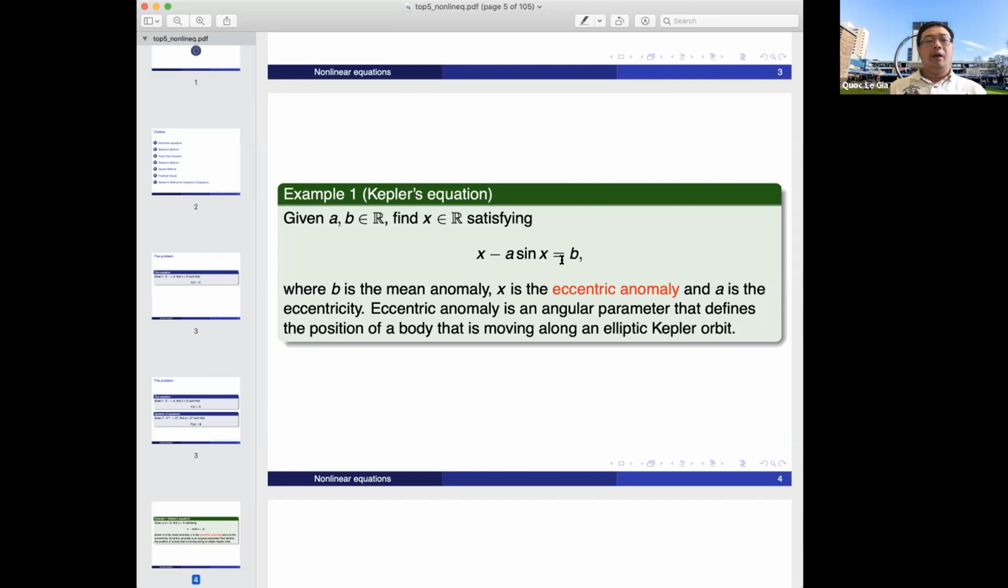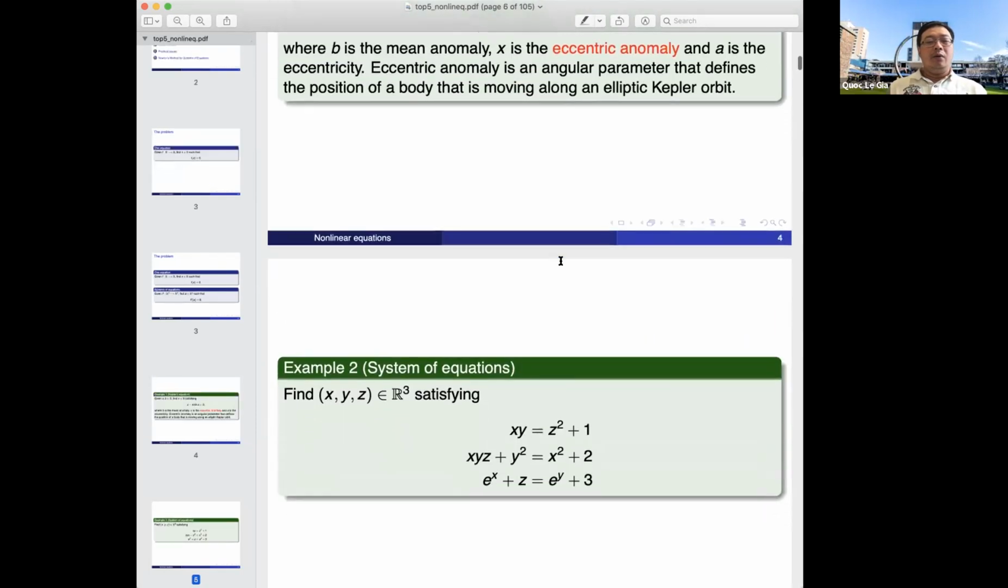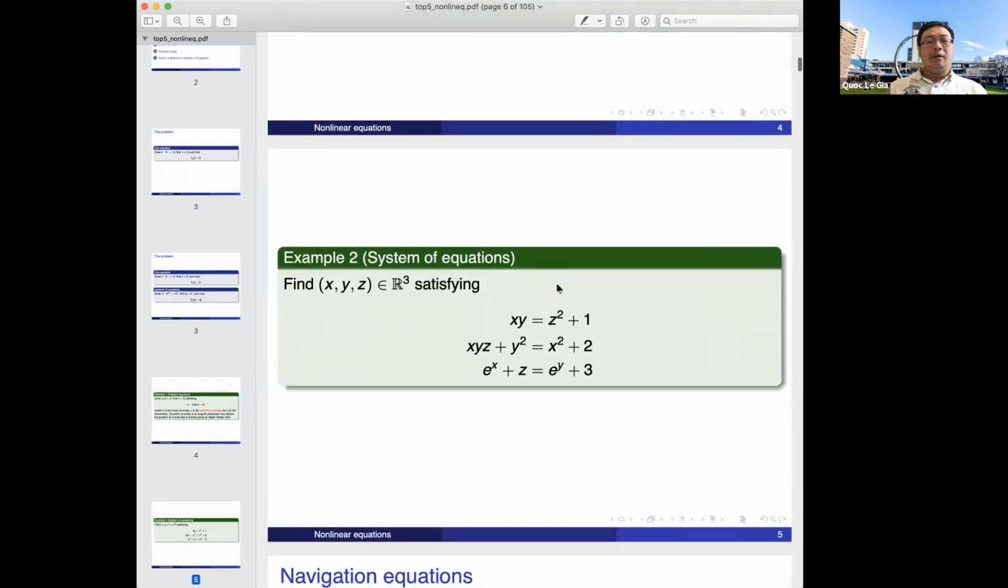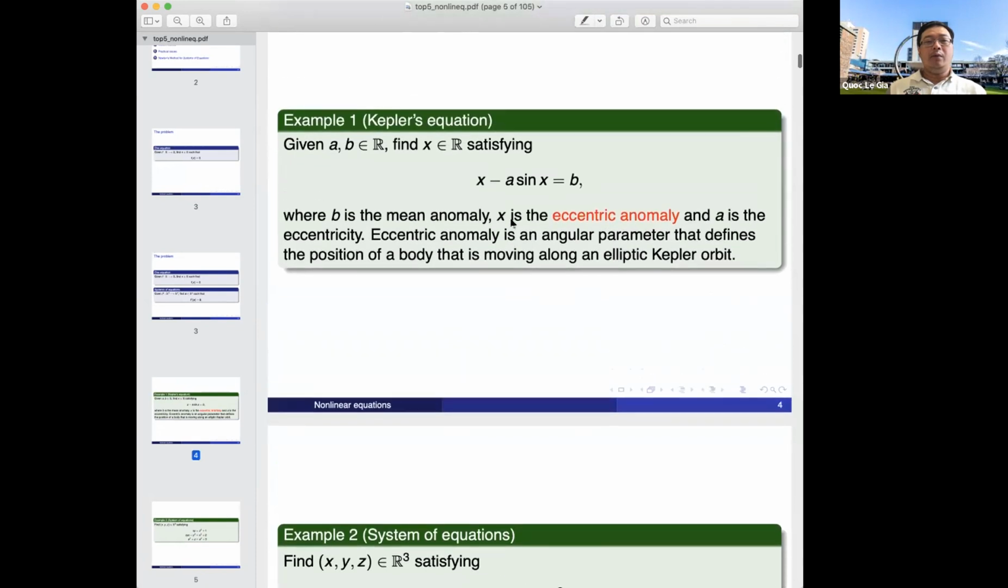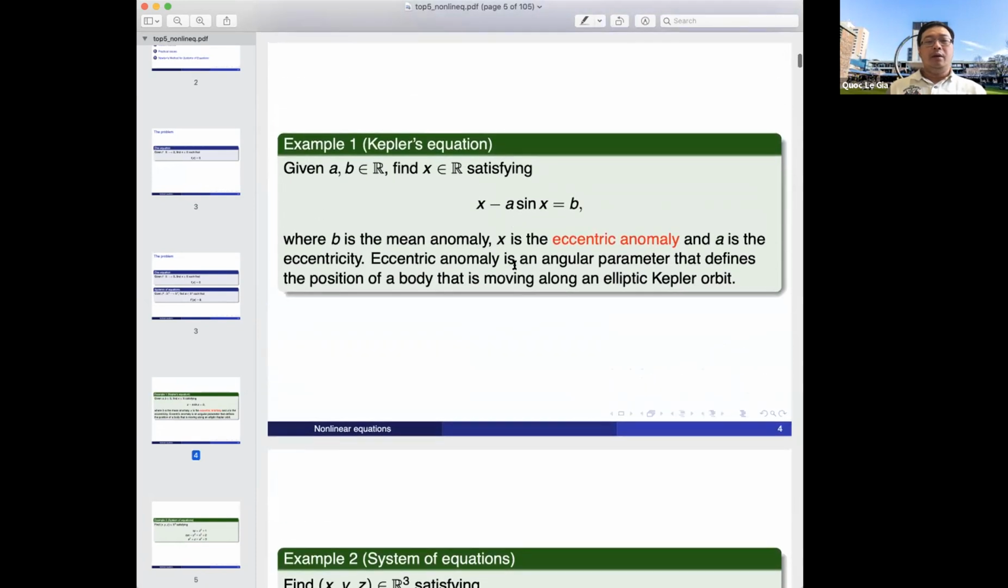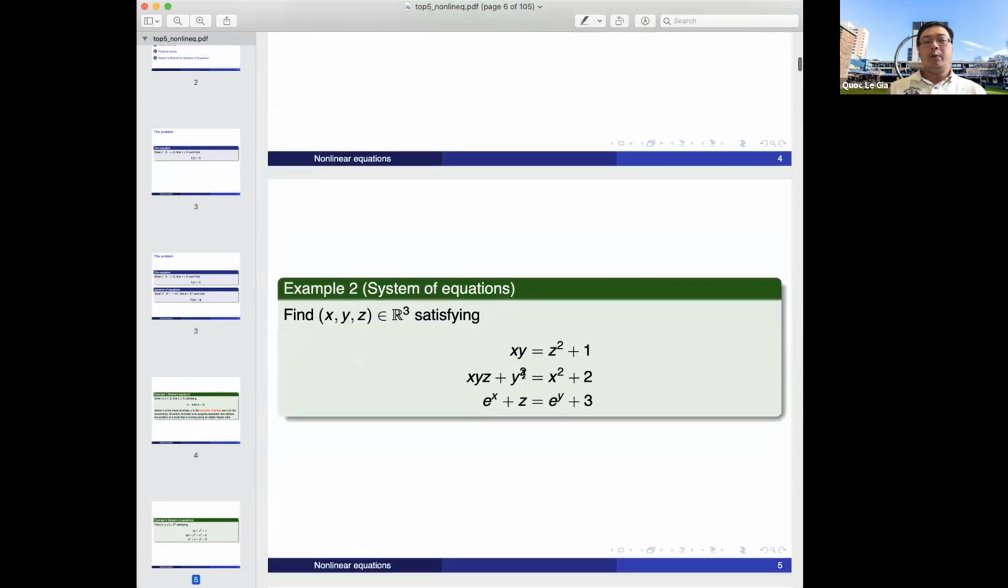Okay. And now another equation. So this one is only one equation. But here you have a system of 3 equations, and it's nonlinear. You see that you have x times y, and you have y squared here. You have e to the x here, and you have to solve to get x, y, and z.